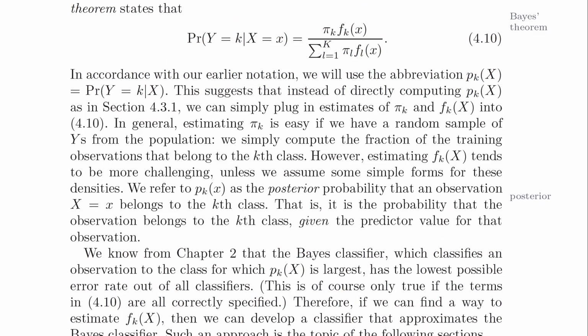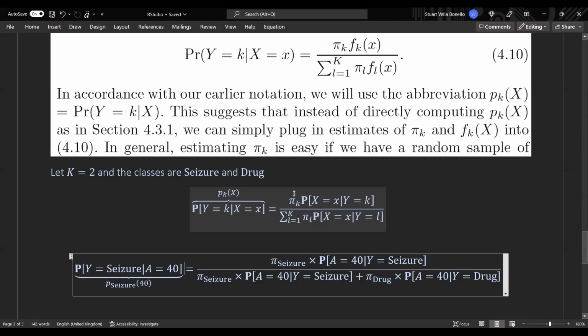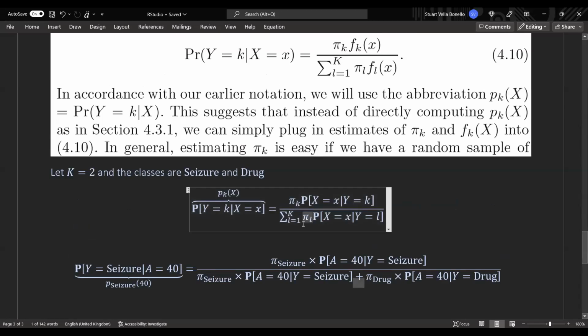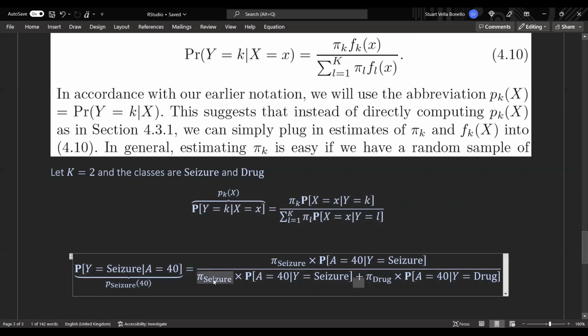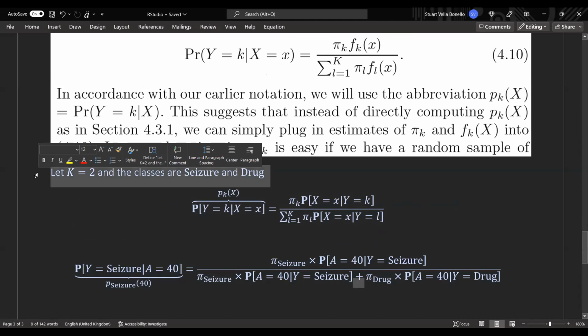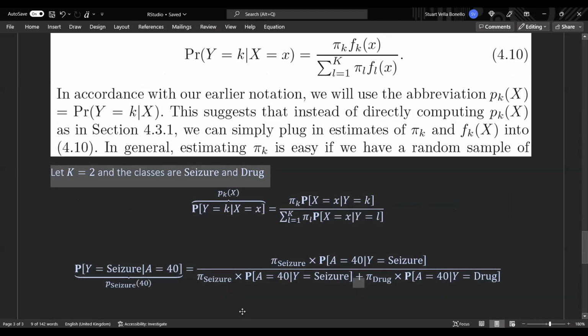However, by the way, the sum of the pi's should add up to 1. So for example, probability of seizure would be 80%, and this would be 20%, if you're only allowing for the possibility of having two of them and there's nothing else out there.